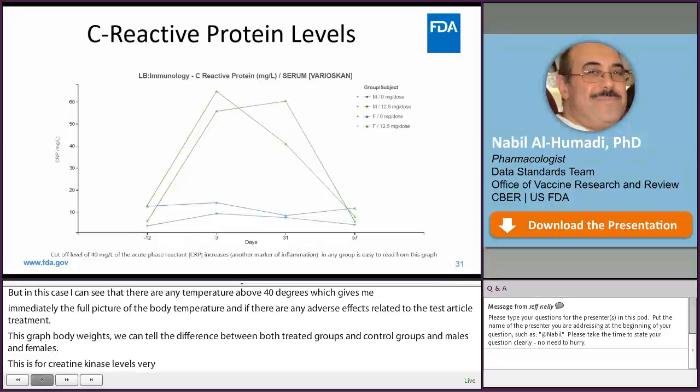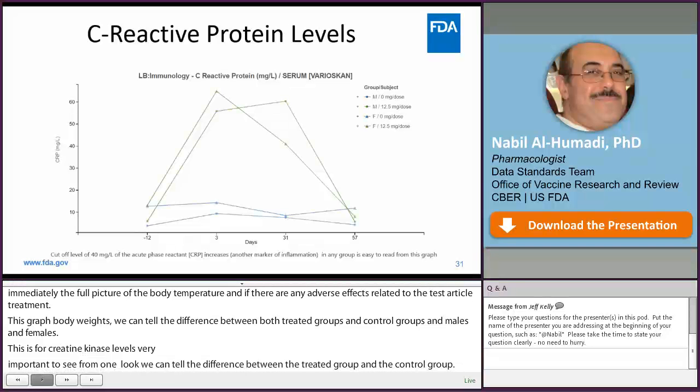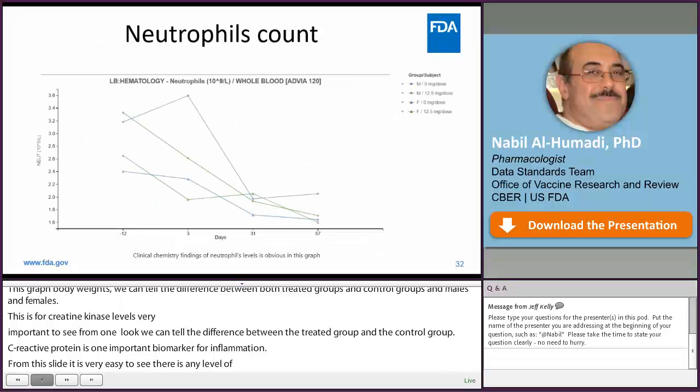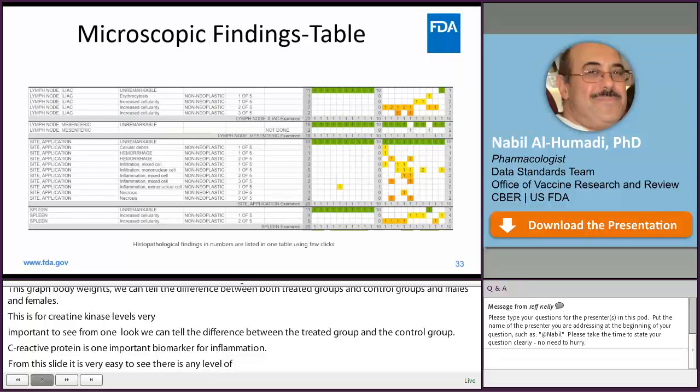And from this slide, it is very easy to see if there is any level of C-reactive protein above 40 mg per liter, to tell me if there is any kind of inflammation in any group. Neutrophil levels, the difference between both treated and control groups.